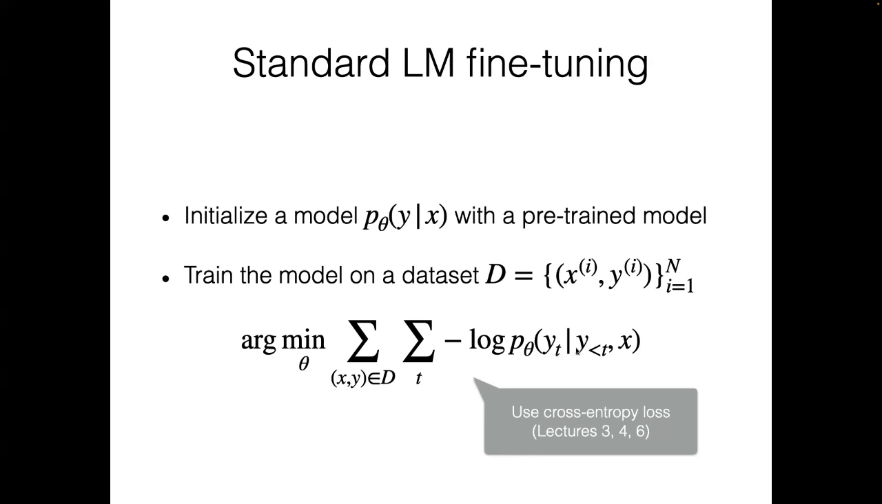Now we're just going over our data set that we've collected and applying the next token prediction loss to the output sequences.